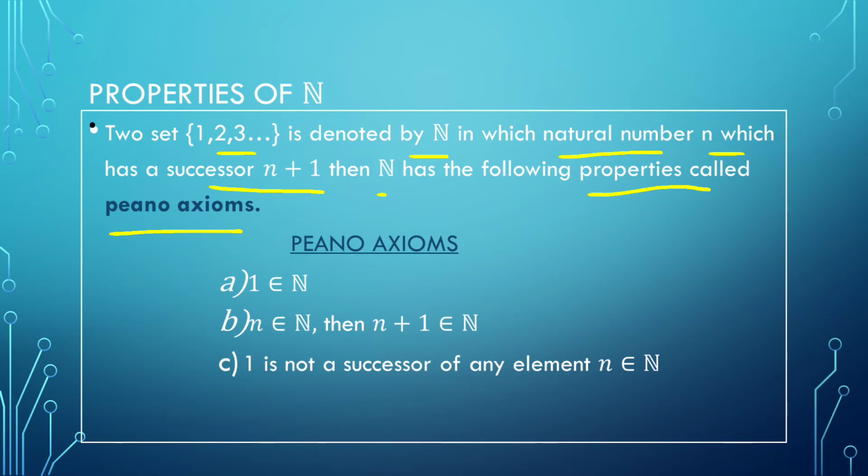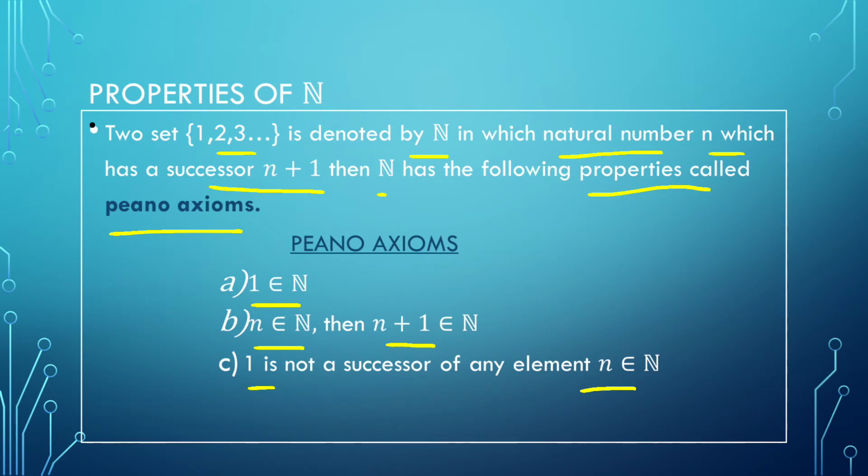So if you have a given set and a given small n with a successor n plus 1, and you have those two conditions, the Peano axioms have to follow. Number 1, the identity, is in the set N, n is still in that natural set, and n plus 1 is also in that set. And remember, 1, which is the identity, cannot be a successor of n. So 1 is always a predecessor.